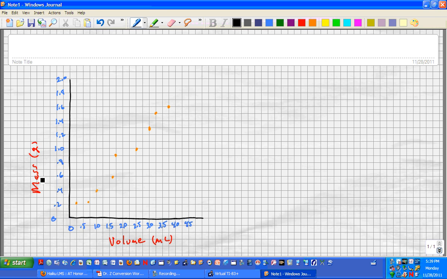The title of this would be the label on the y-axis. That would be mass versus the label on the x-axis, which is volume. So in general, my title is going to be the y-axis label versus the x-axis label.